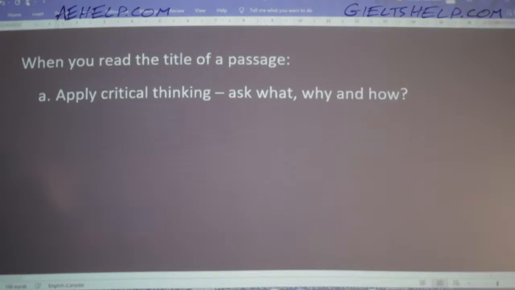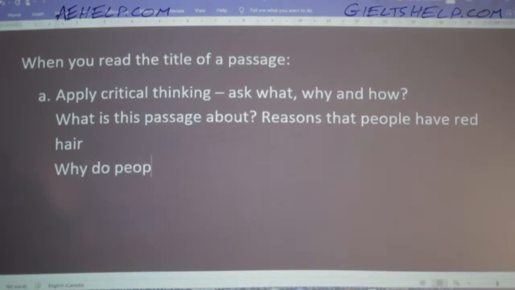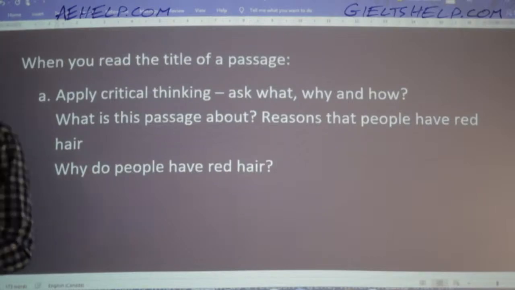So, what is this passage about? Clearly, it's about reasons that people have red hair. Okay. And why do you think? Why do people have red hair? What do you think, members? What's the reason for that?